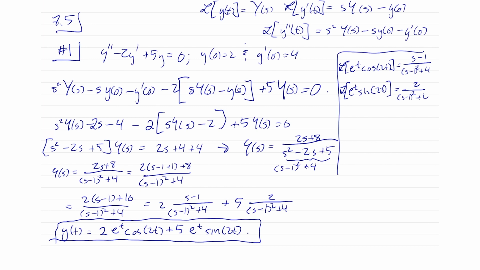Okay, so let's do number 5. So I have number 5, and what is this going to give me? We have w double prime plus w is equal to t squared plus 2. We have w of 0 is equal to 1, and w prime of 0 is equal to negative 1. All right, so Laplace transform both sides.